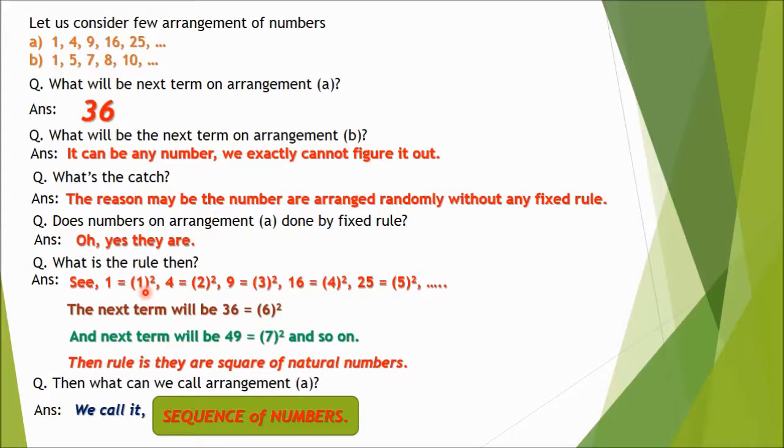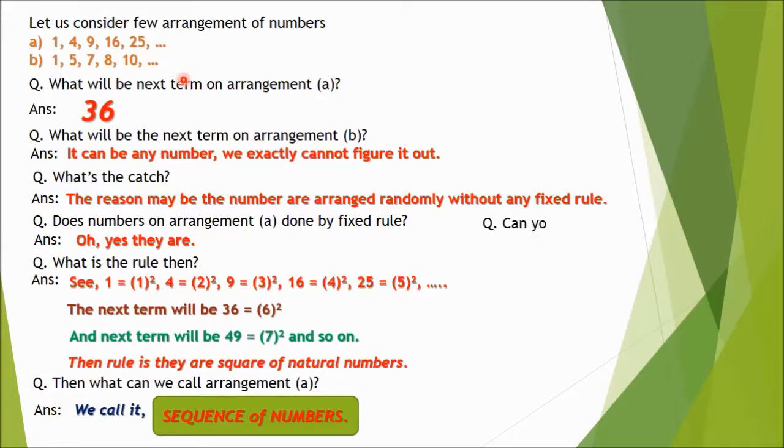Now both look fairly the same. Both arrangements A and B look fairly the same. Both are arrangements of numbers, but A is a sequence and B is not a sequence, because to be a sequence there must be a fixed rule. Numbers must be grouped or arranged on a fixed rule, and the fixed rule must be followed throughout the arrangement. So arrangement A is a sequence, but arrangement B is not. I think it's clear to you.